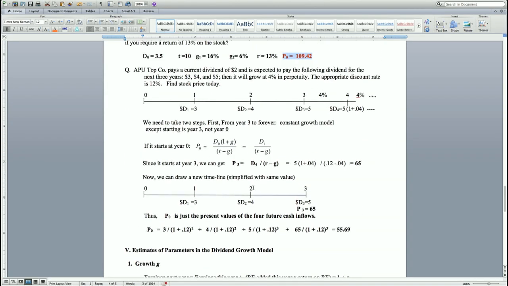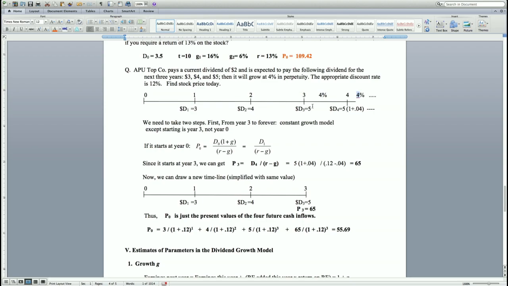Let's try one more. Okay. A company pays a current dividend of $2. That's D0. And it is expected to pay the following dividends over the next 3 years: D1 $3, D2 $4, D3 $5. After that, the company will maintain 4% growth year by year. So in fact, what we call constant growth happens after year 3 on and on. So we cannot apply the constant growth model directly.